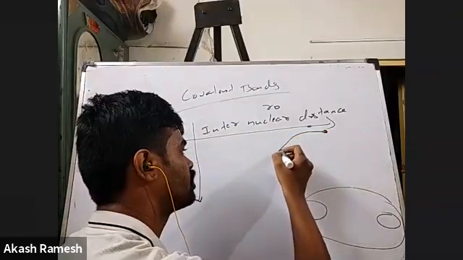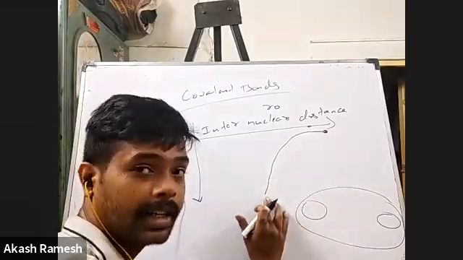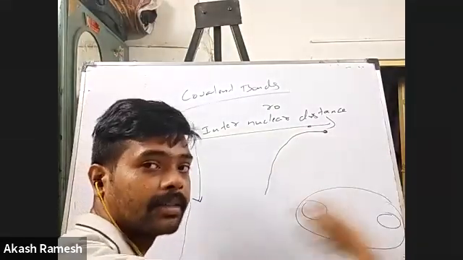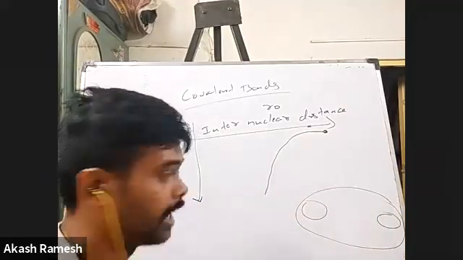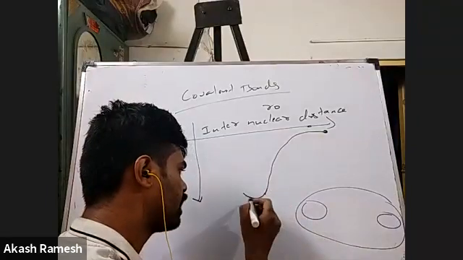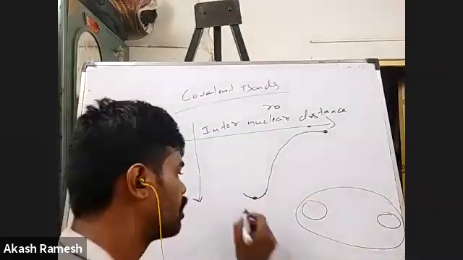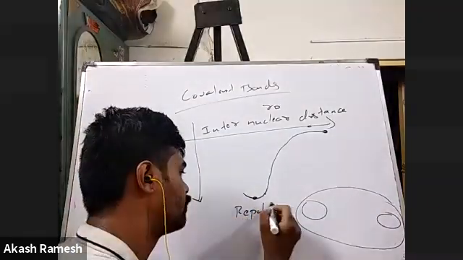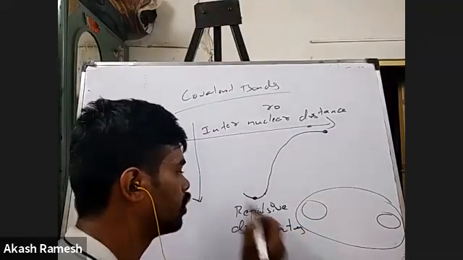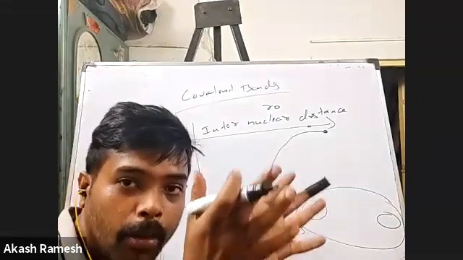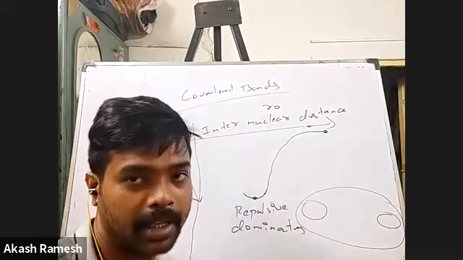Now the attractive force starts, and the energy keeps getting released. This curve tells me that energy keeps releasing from the system, and it becomes more and more stable. Then at a point when they are very, very close to each other, the repulsive forces start and dominate. If you try to bring them a little closer, the repulsive forces will again destabilize the atoms.